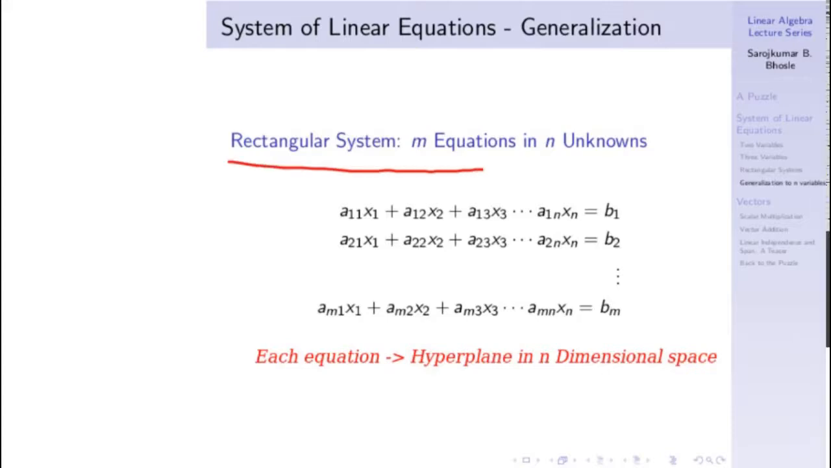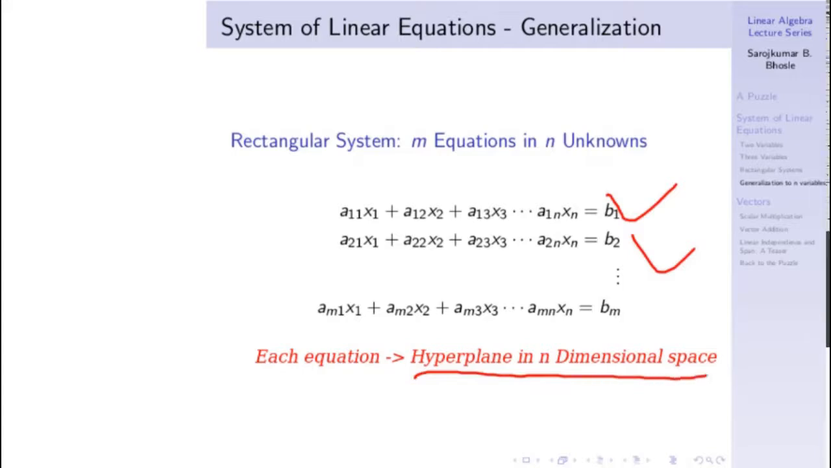Now coming to a rectangular system of m equations and n unknowns. So m is the number of equations and n is the number of unknowns. n unknowns means we are obviously in n dimensional space. Every equation here represents a hyperplane in n dimensional space.